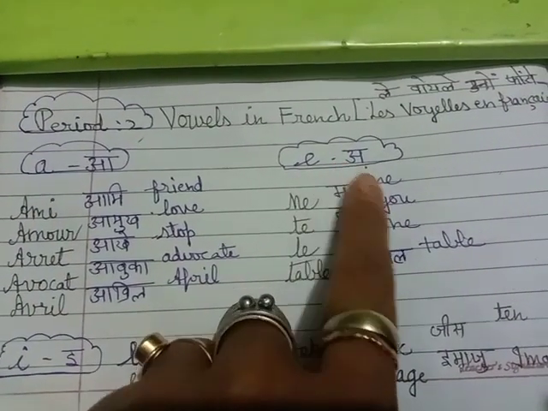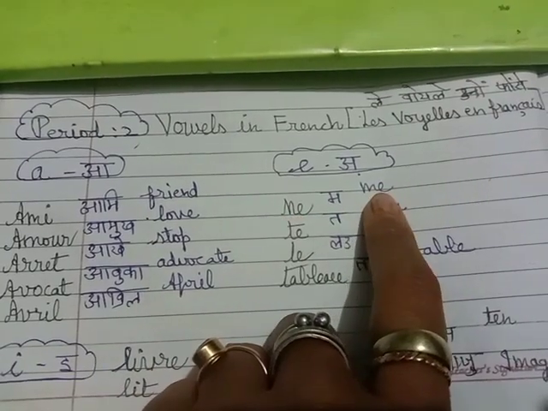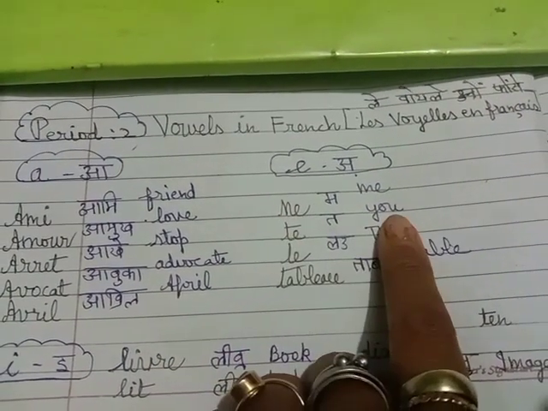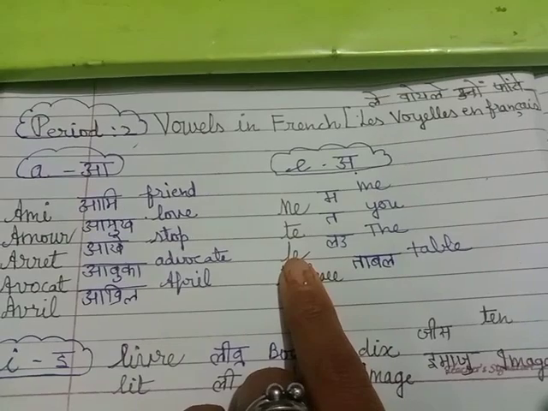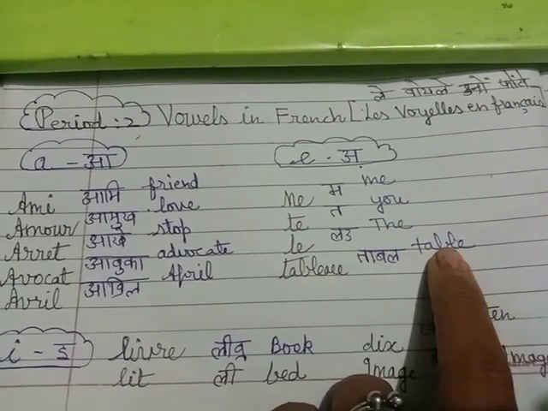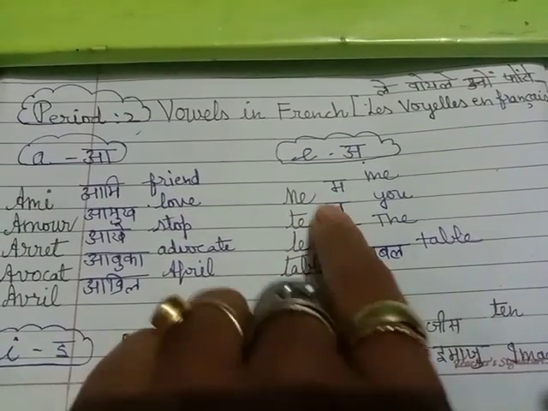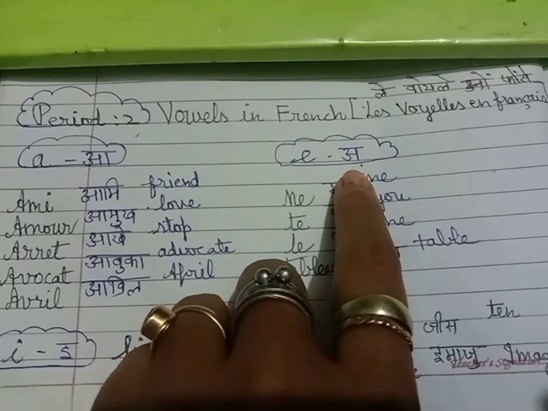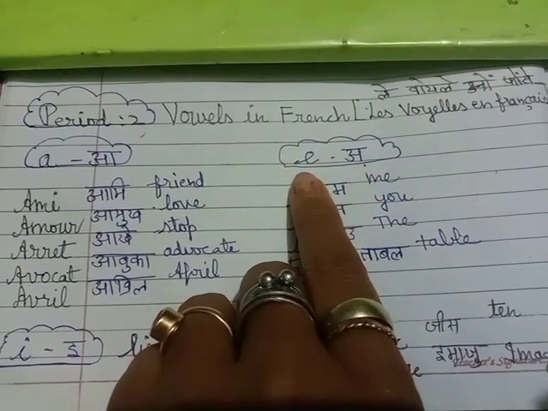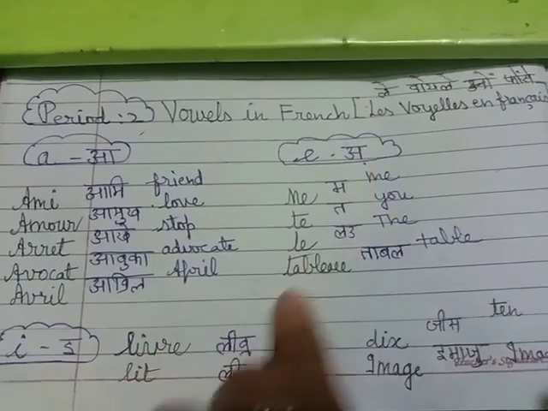Now, E. Ma, me, ta, you, la, the, table, table. So these are the French words beginning with E, having a sound in them. In English it's E, and in French it's E.